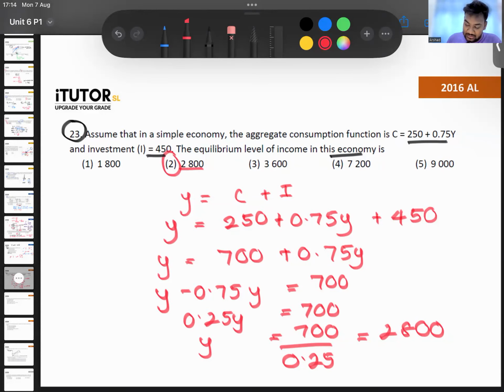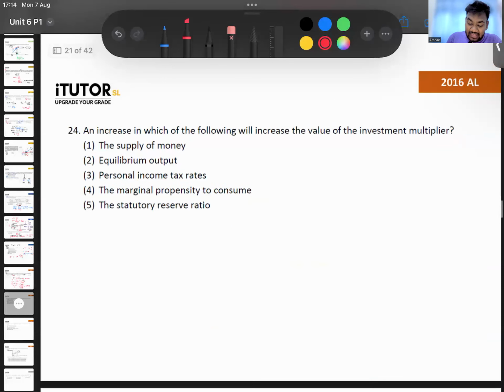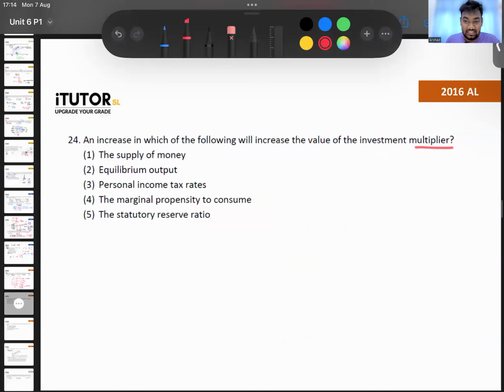Okay, now question 24. An increase in which of the following will increase the value of the investment multiplier? What do you think? Investment multiplier is 1 over 1 minus MPC, or 1 over MPS. The options are: the supply of money, the equilibrium output, the personal income tax, MPC, the SRR. Which of these increasing will make the multiplier increase?